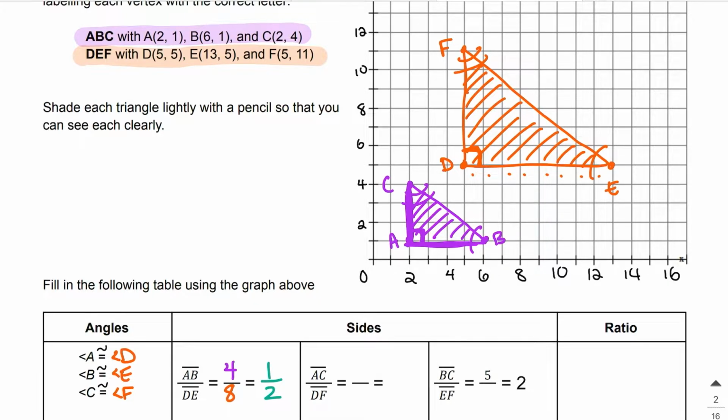Let's do the same thing for AC. So here's AC, this is 3. This is DF, 1, 2, 3, 4, 5, 6. So 3 over 6, when I reduce that, is also 1/2.